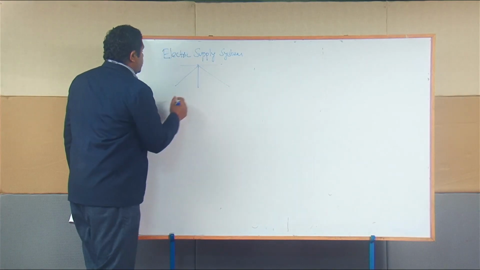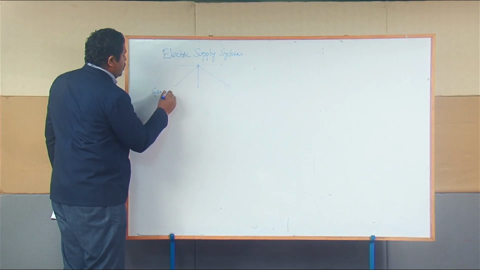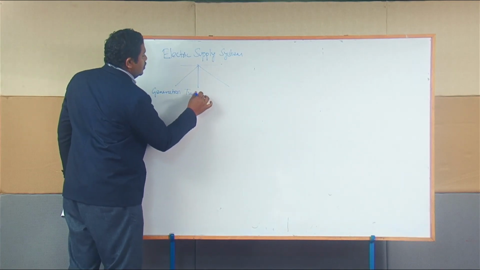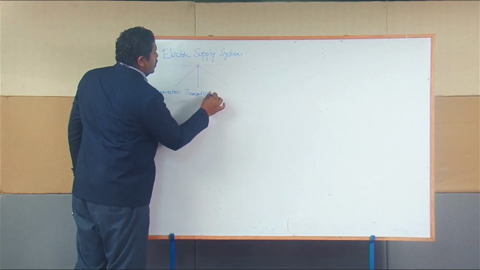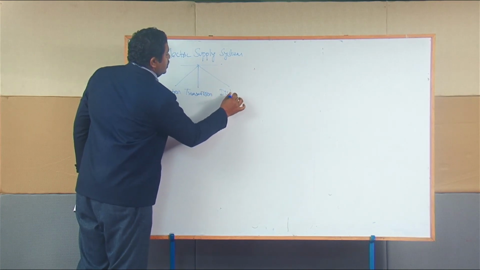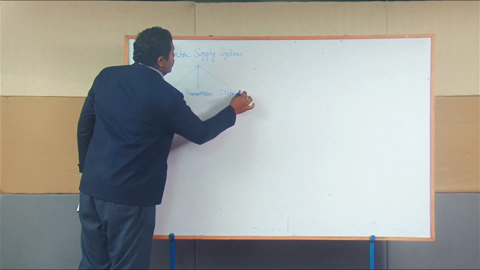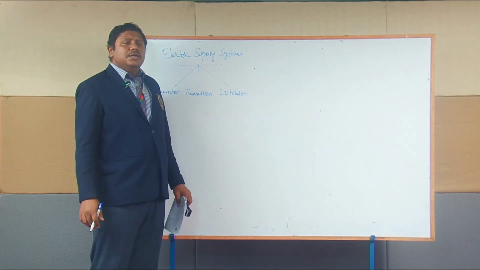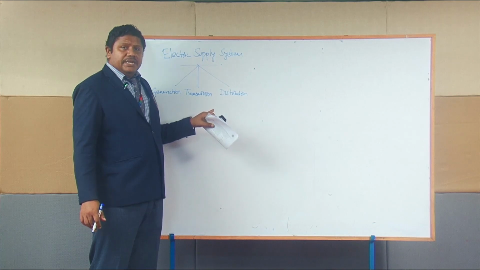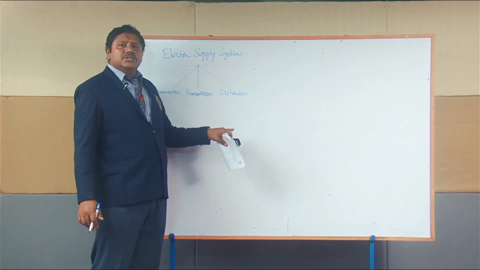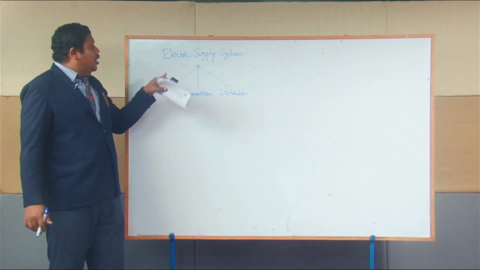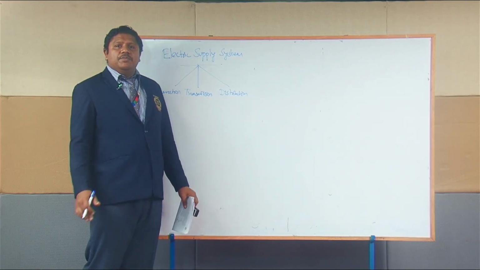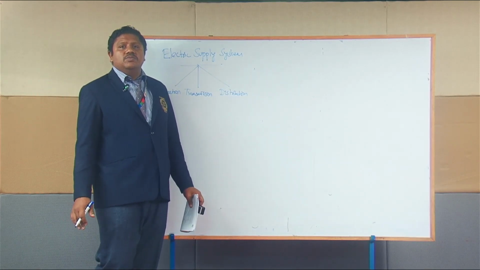One is generation, another one is transmission, and the third one is distribution. So the electric supply system has three major components: generation, transmission, and distribution. So what do we mean by the electric supply system? It's nothing but the conveyance of electric power from the generating station to the consumer premises.